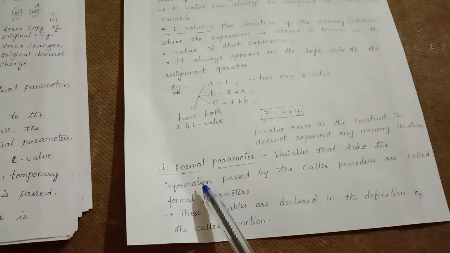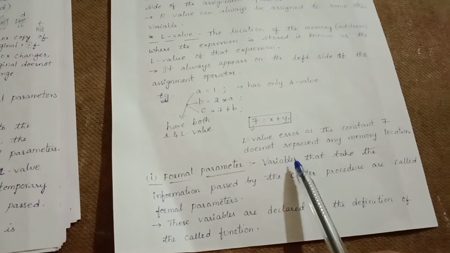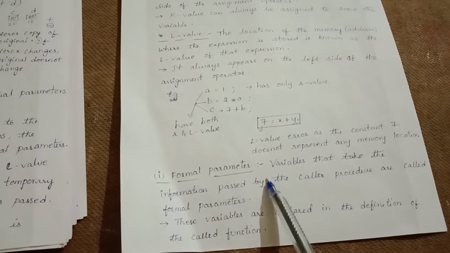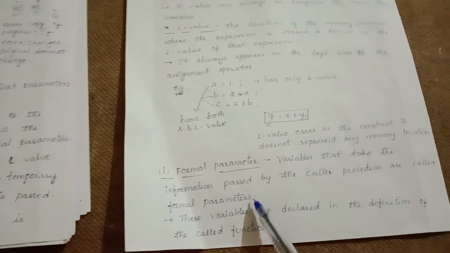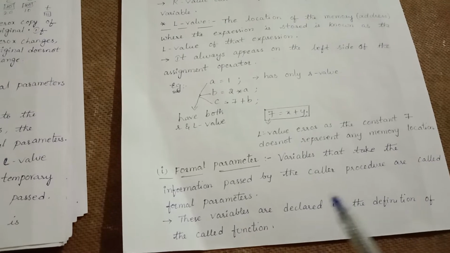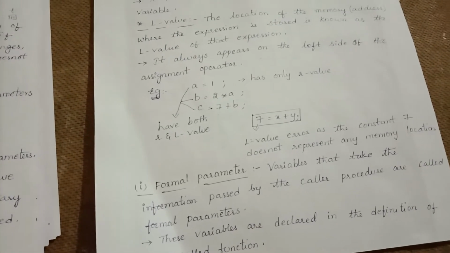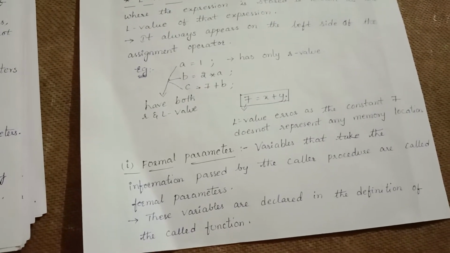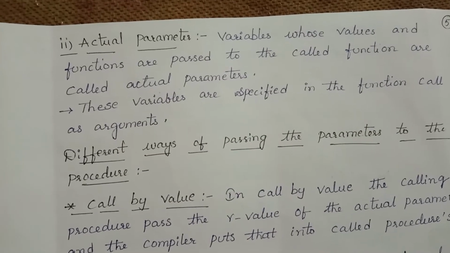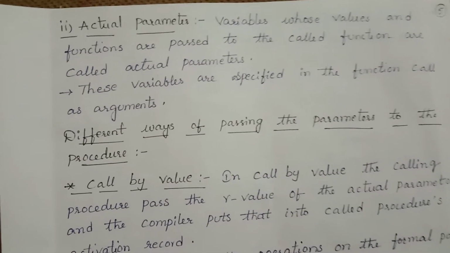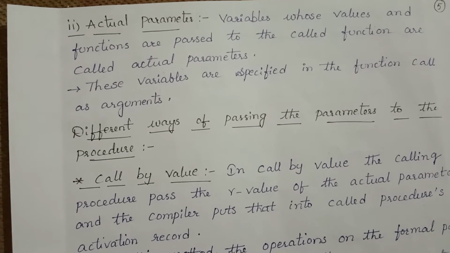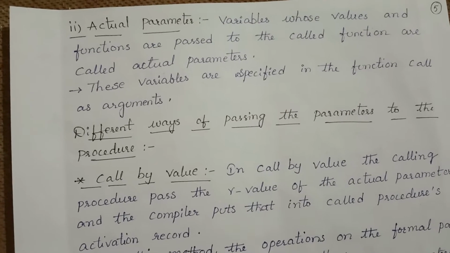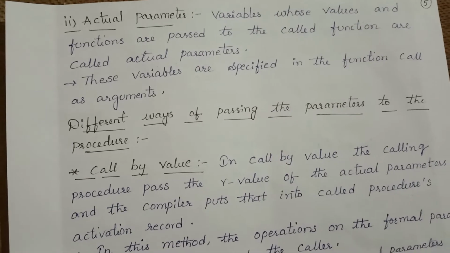Next, we have formal parameters. Variables that take the information passed by the caller procedure are called formal parameters. These variables are declared in the definition of the called function. And next, actual parameters. Variables whose values and functions are passed to the called function are called actual parameters. These variables are specified in the function call as arguments.